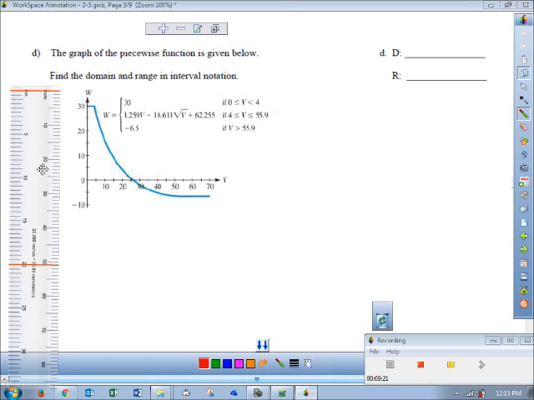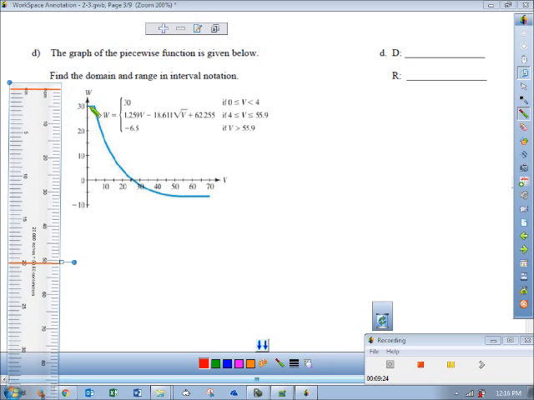So if you go from left to right, notice the blue part is the graph. It's not over here in the negative zone. We're doing domain, so we're talking about the x values right here.